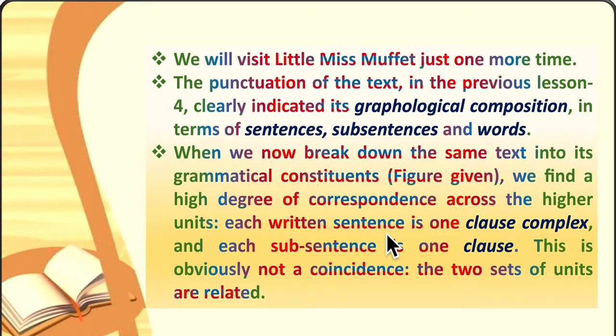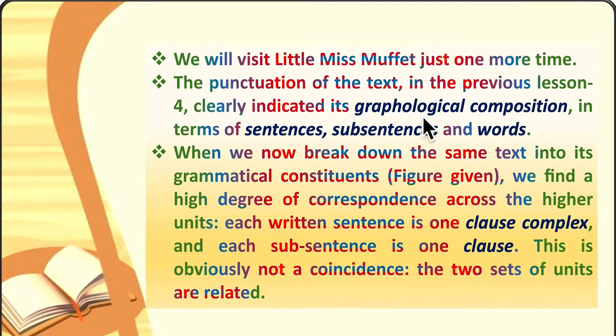Each written sentence is one clause complex. Each written sentence has one big clause complex, and within the clause complex, each sub-sentence is one clause. And this is not a coincidence. The 2 sets, clause and clause complex, are very much related. This will be clear when we move on a little forward to take up the example first.